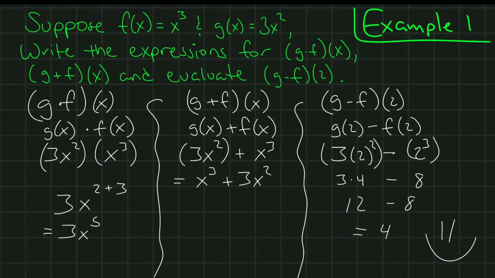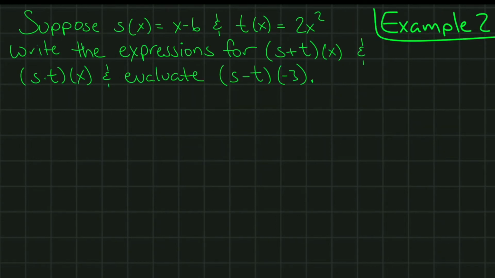That's it. For our next example, suppose that s of x is x minus 6 and t of x is 2x squared. Write the expression for s plus t of x and s times t of x and evaluate s minus t of negative 3. Let's get it.